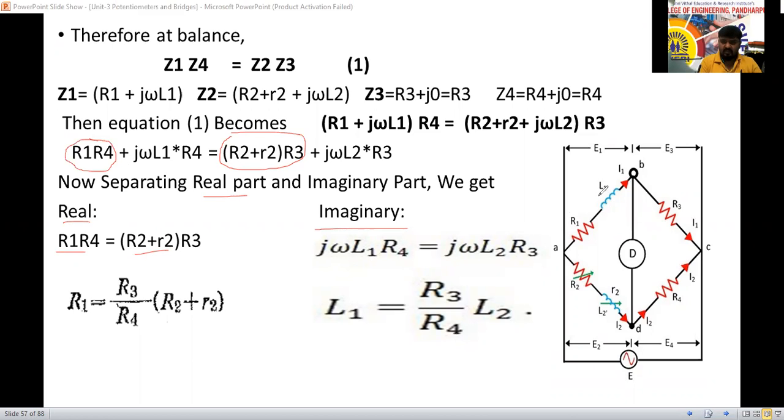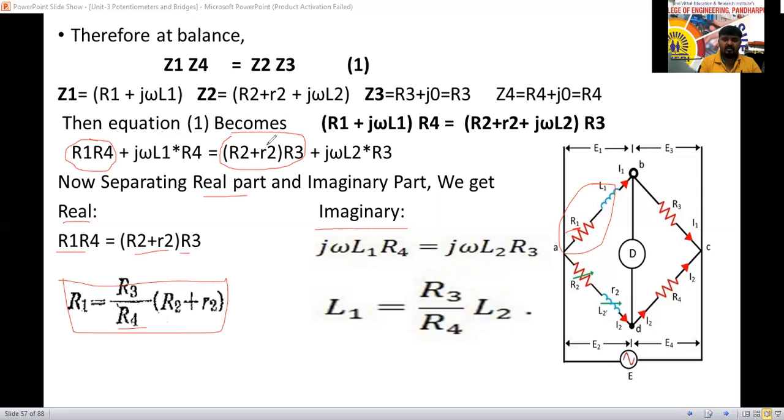According to this circuit, this is the unknown part I told you. R1 is the unknown resistance. Yes or no? R1 is the unknown resistance here now. So R1 equals R2 plus R2 into R3 divided by R4. We got the equation. Yes or no? Yes, sir.